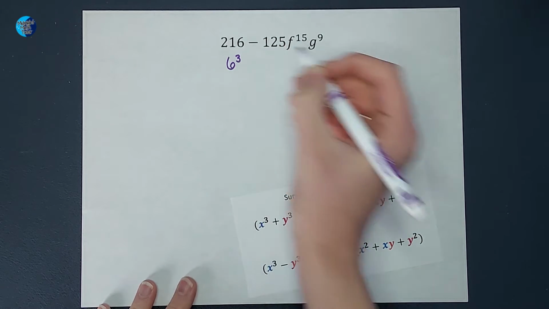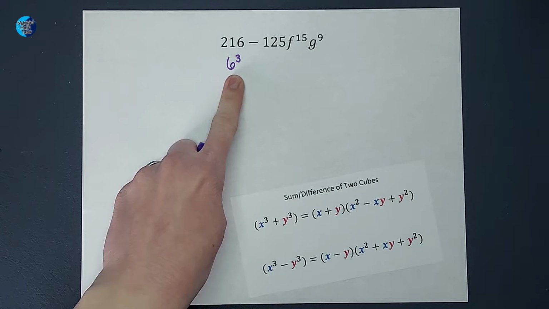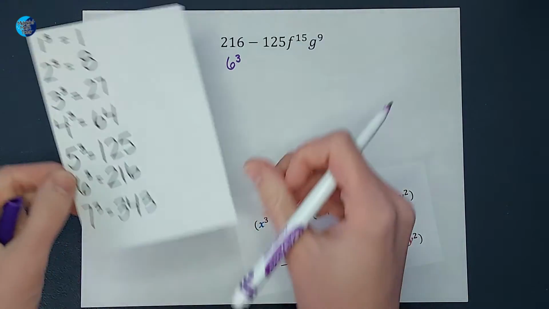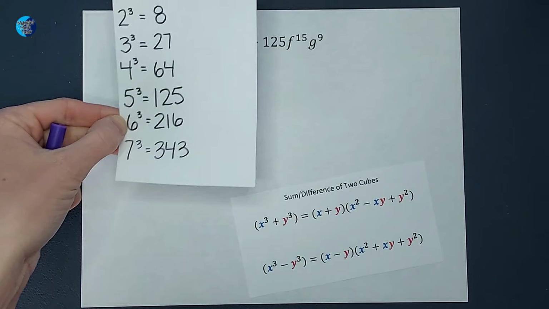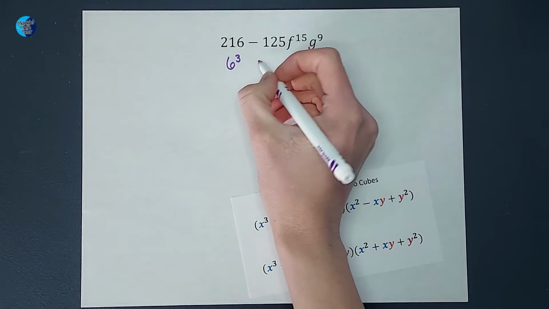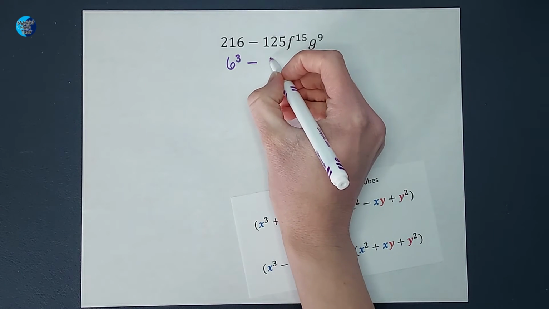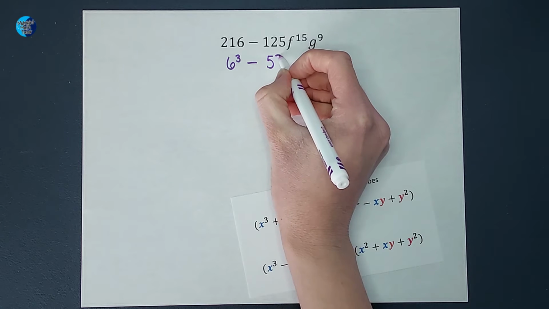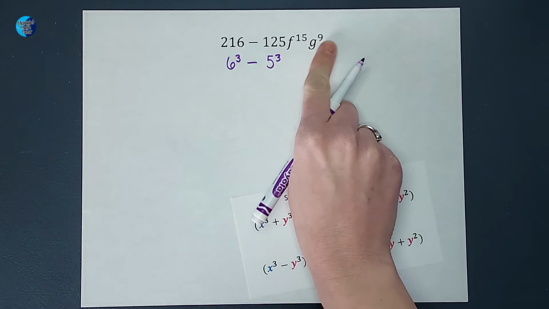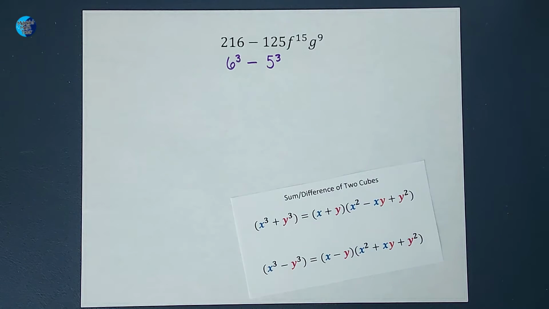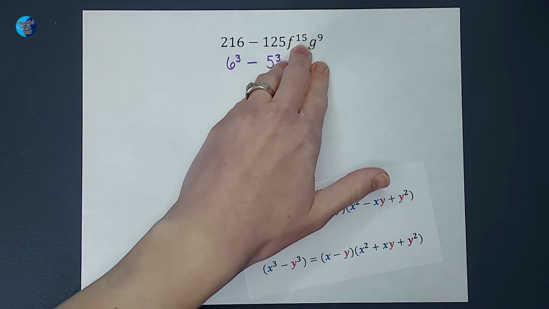Okay, I am one step closer. I got one of my terms written as a cube. Now can I get the other term? Well, 125 is 5 cubed. So I can write 125 as 5 cubed. Then we just got our variables here that are to the power of 15 and 9. And it's pretty easy to get these to be to the third.